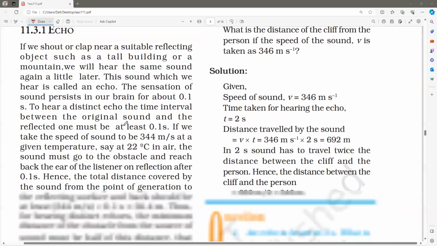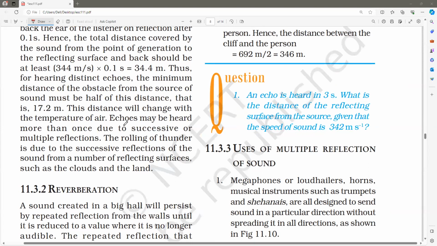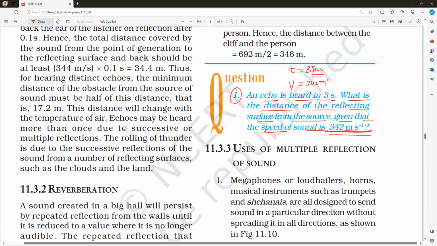Next one. This is a good question. You have to solve, everybody. An echo is heard in 3 seconds. What is the distance of the reflecting surface from the source, given that the speed of sound is 342 meter per second? Given data: the total time for the echo is 3 seconds. Speed of sound is 342 meter per second.